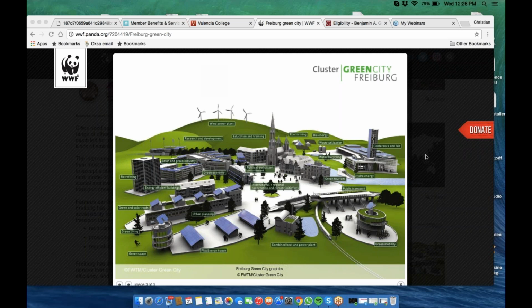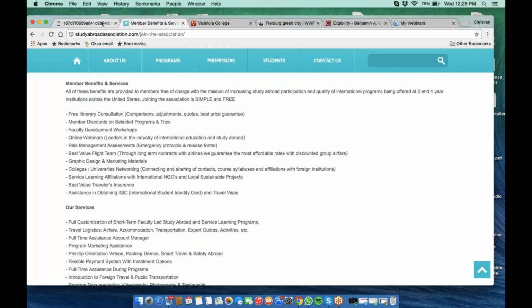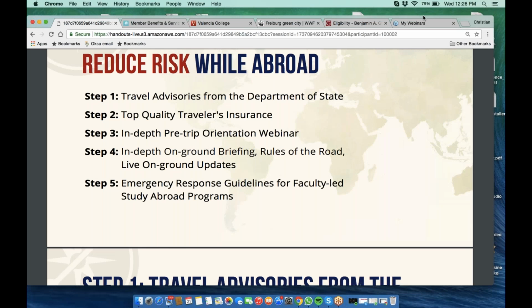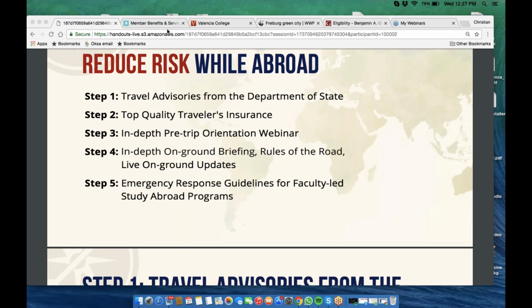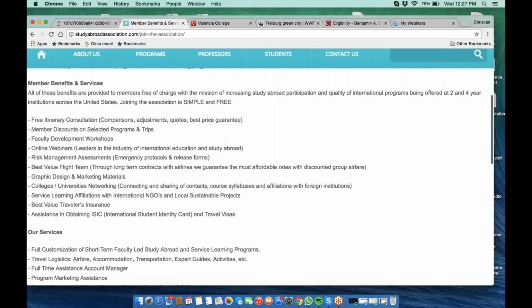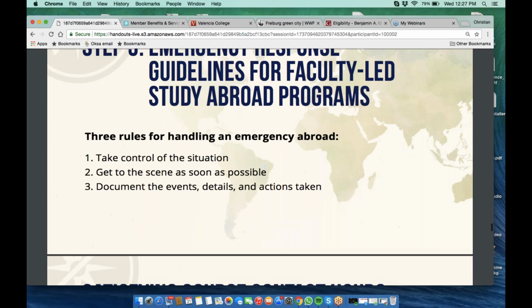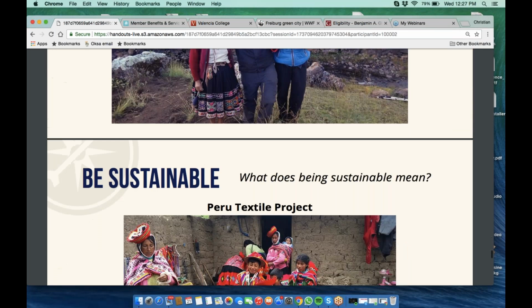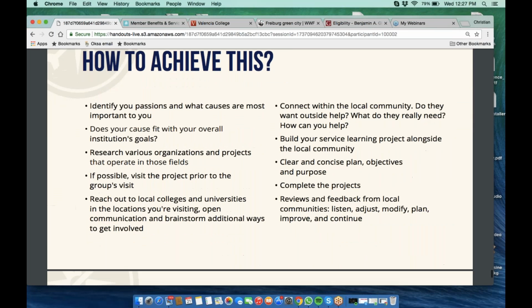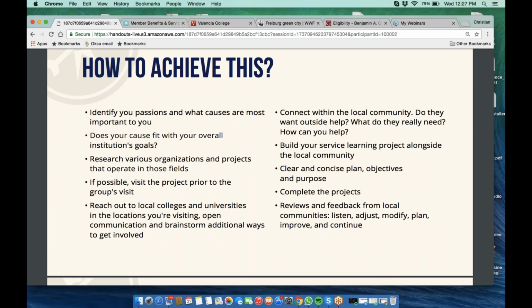So any program that you do, it is possible to incorporate service learning on all of your programs, and we can assist you with doing that.